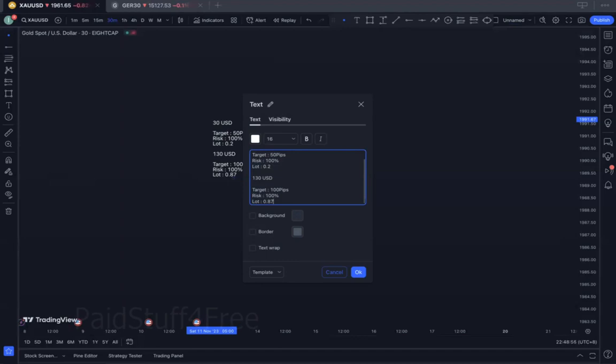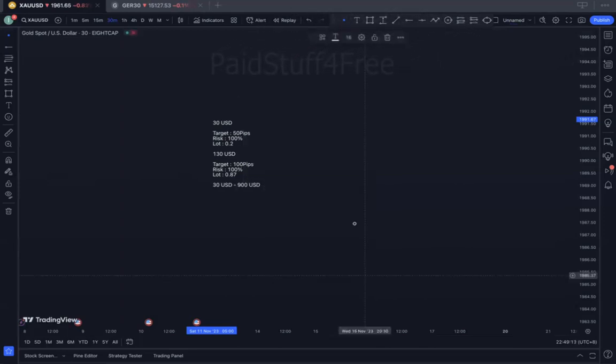0.87 for 100 pips, you will get like $870, right? So with two setups, you'll get like $900 from 30 US dollars. Simple math. It's two setups, which you can do in one day during your session actually.